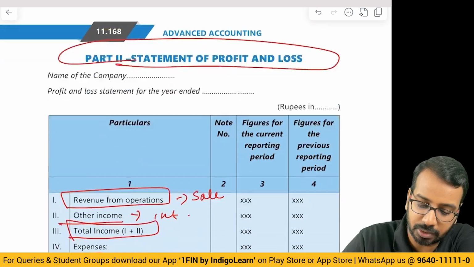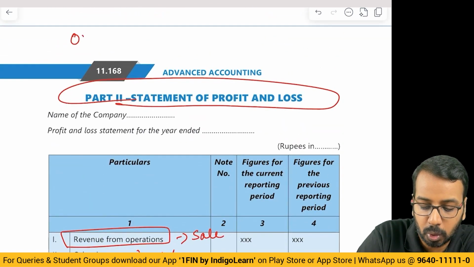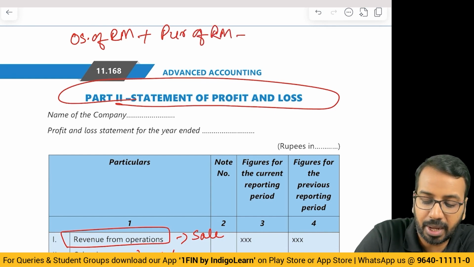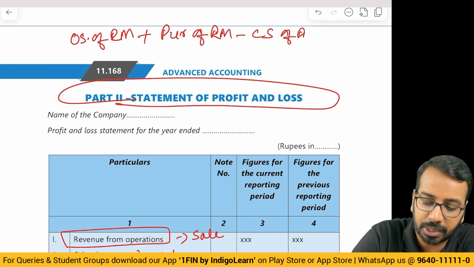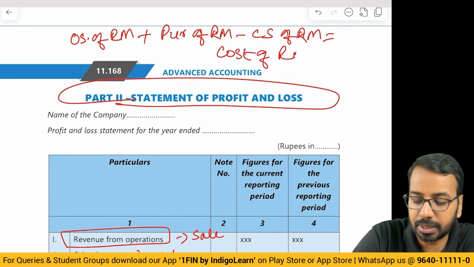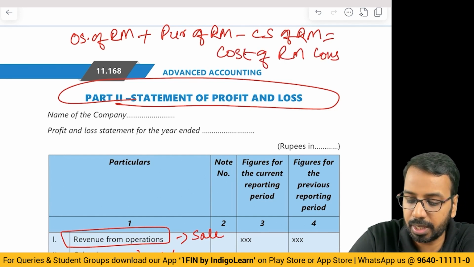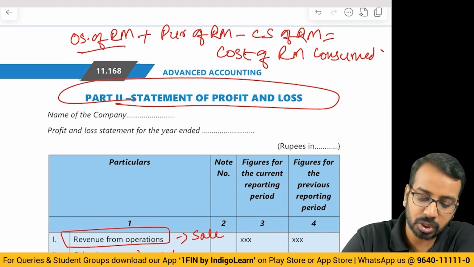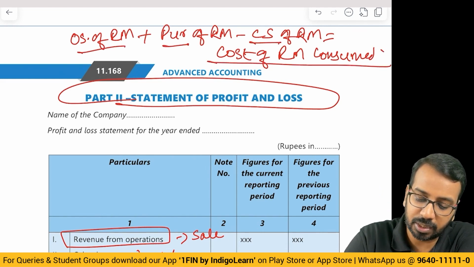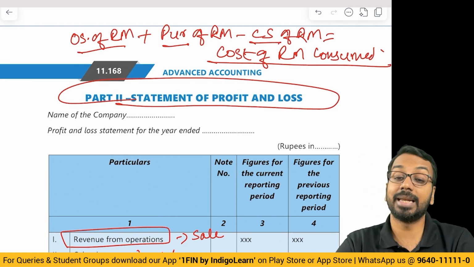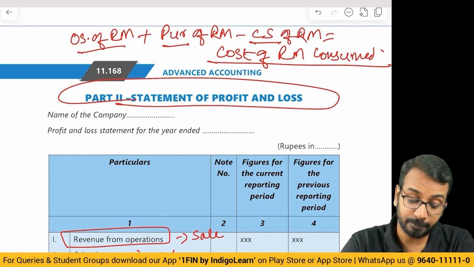Now cost of material consumed is given by the formula: opening stock of raw material plus purchases of raw material minus closing stock of raw material will give me cost of raw material consumed. Opening stock plus purchases minus closing stock will give me cost of raw material consumed. This is a golden formula which you need to remember. It will be useful in costing also, right?